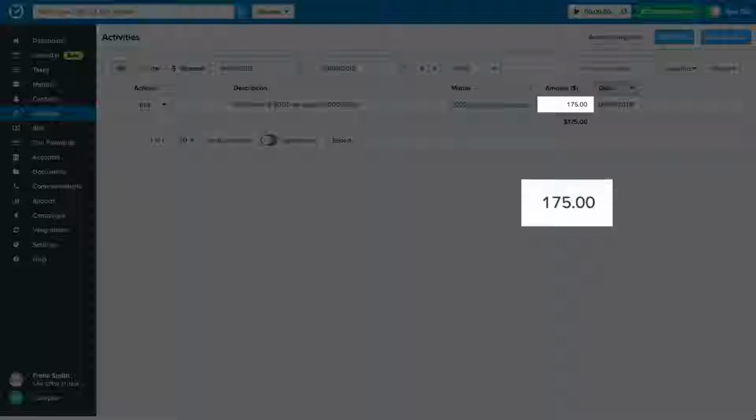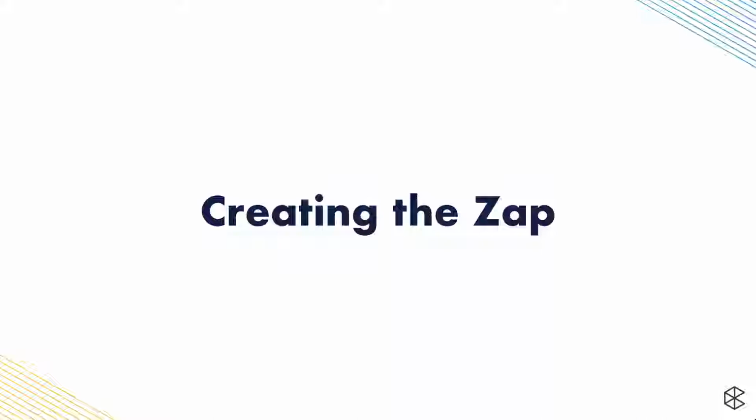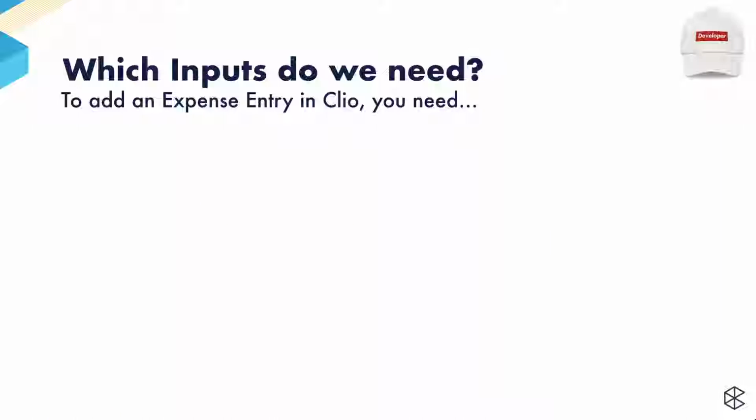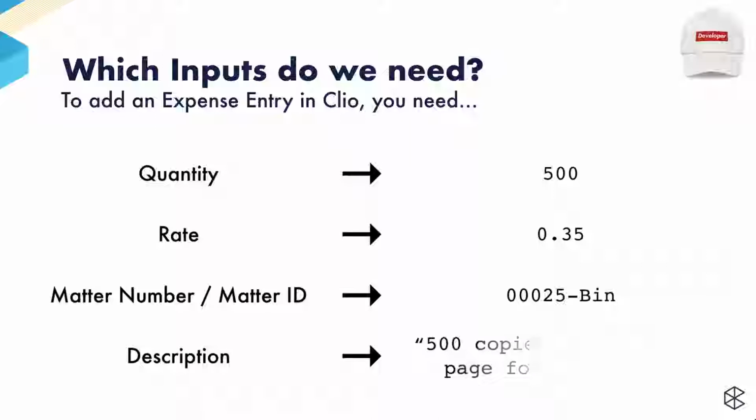So let's create the Zap, and I'll walk you through this here, but first let's take a look at what inputs we're going to get. So Zapier is all about inputs and outputs, right? What kind of things do we need in Zapier to create an expense in Clio? Well, we need a quantity. That would be number of pages in this case. We need the rate. We need the matter number or ID. And then finally a description. Now the description is optional, but it's really useful if you're billing your clients and they can see exactly what you did for them.